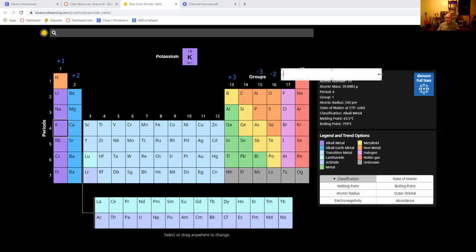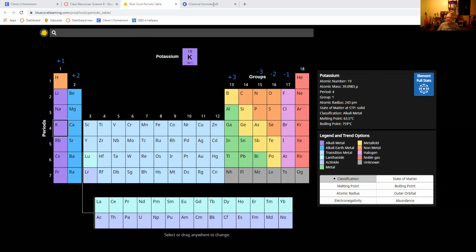Then over here, the halogens, these will always be -1. And that's really all you got to worry about. +1s, +2s, +3s, -3, -2, -1. That's all you need for this particular assignment.